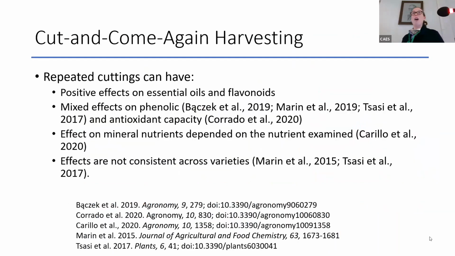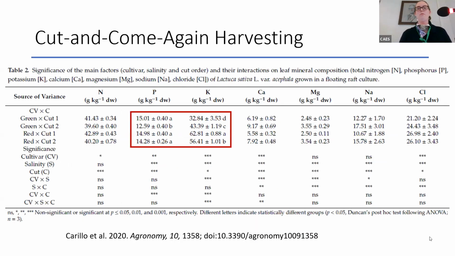Looking at more quantifiable quality metrics, there seem to be positive effects on essential oils and flavonoids, mixed effects on phenolic compounds and antioxidant capacity, and mixed effects on mineral nutrients. And some of this depends on what specific variety you're looking at. This study compared a green and a red lettuce variety and only looked at 2 cuts, but did see a significant decrease in phosphorus and potassium in the second cut, but not calcium and magnesium.